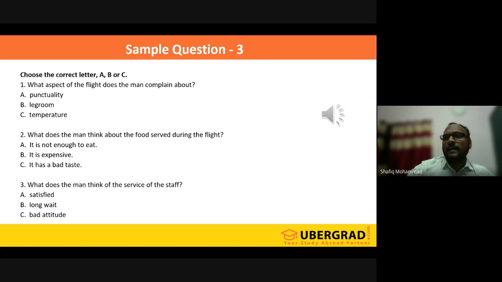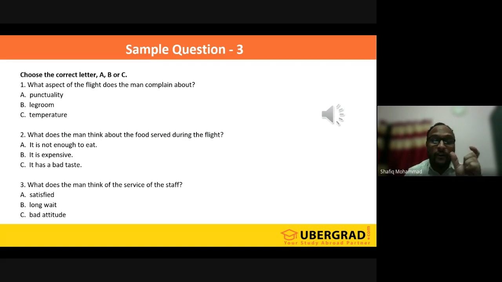Correct. And then, what does the man think about the food served during the flight? Obviously, he says everything, but he says it's just a snack. Okay, so A would be the right answer. He says inexpensive. Some people have given inexpensive. Inexpensive means not so expensive.